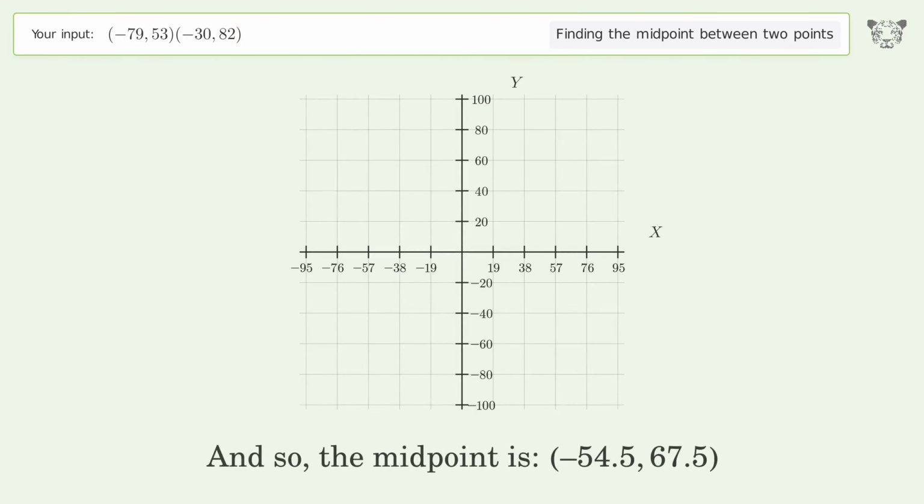And so, the midpoint is negative 54.5, 67.5.